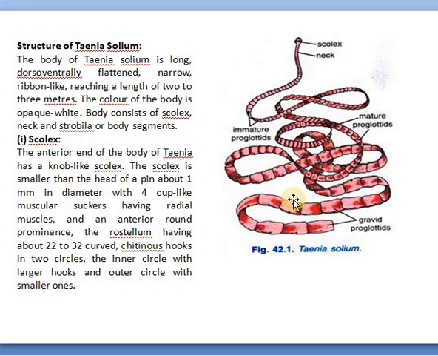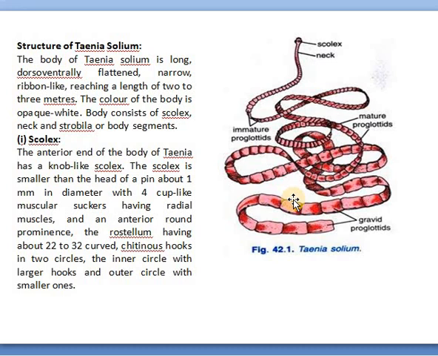The body of Taenia solium is long, dorso-ventrally flattened and narrow, ribbon-like, reaching a length of 2 to 3 meters. The color of the body is opaque white. The body consists of the scolex, neck and strobila, or body segments. So what is the scolex? It is the first part of the body.